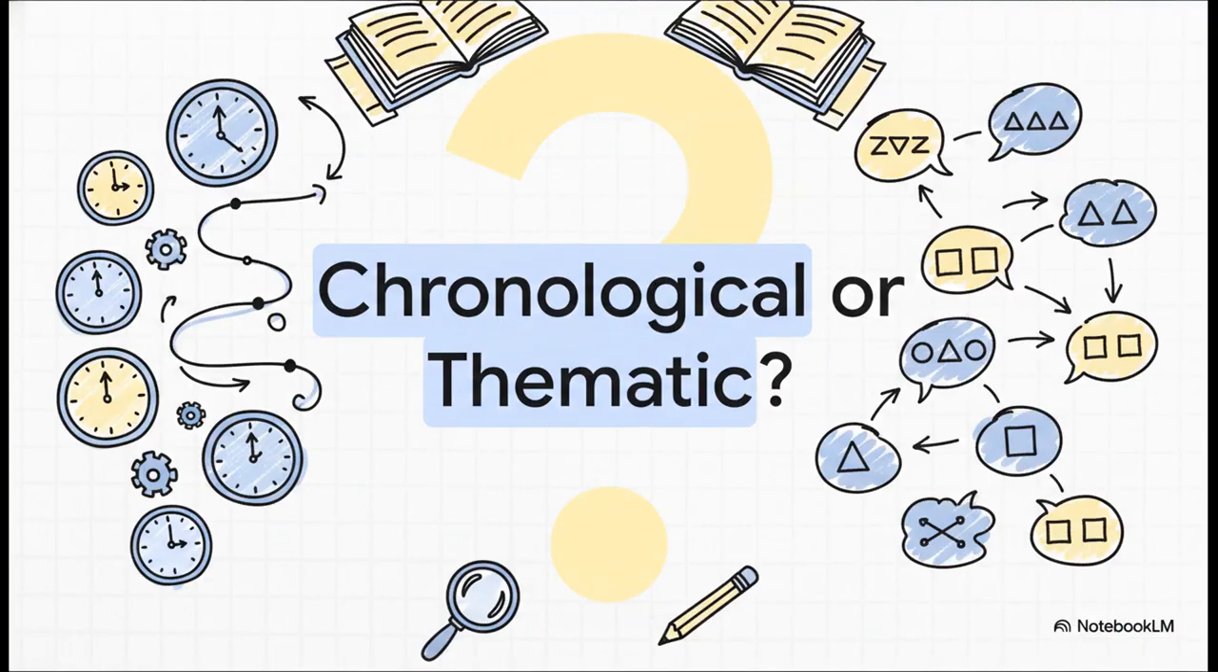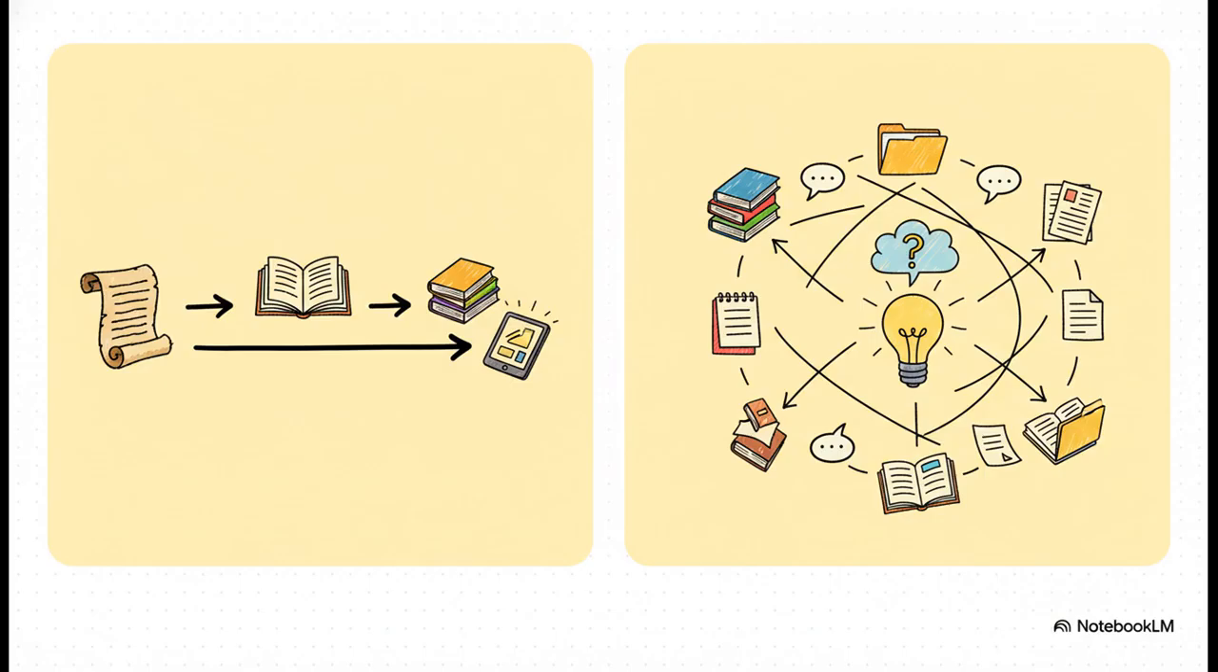You've basically got 2 main choices. You can go chronologically, which is by time, or you can go thematically, which is by ideas or common topics. So, which one's right for you? Let's break them down. The chronological approach is pretty much what it sounds like. You're telling a story over time. You trace how a topic has evolved, from the very first studies all the way to the latest research.